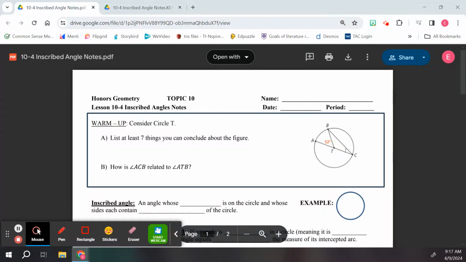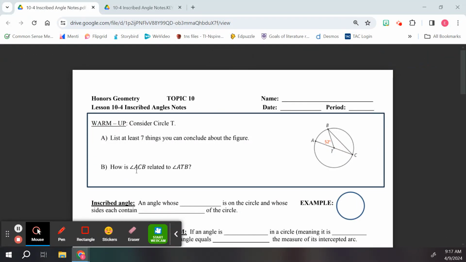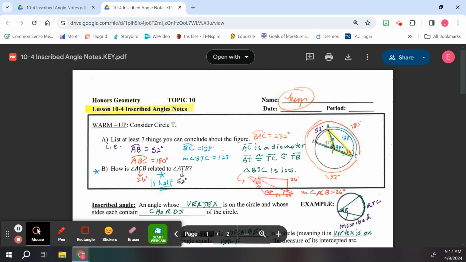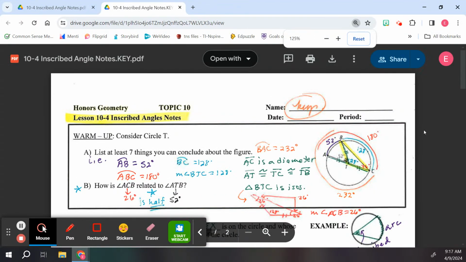Okay, so your warm up, you have circle T. List 7 things you can conclude about the figure and how is angle ACB related to angle ATB. Here's what I got. See if I can zoom in on that just a smidge. How's that better? So these are just the things I found.